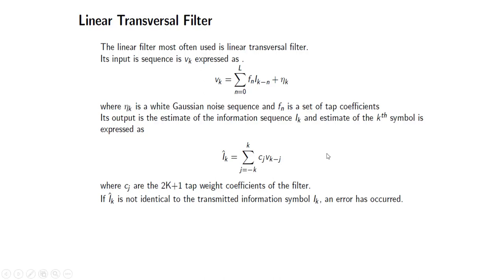After convolution of the input sequence and the equalizer filter coefficients, we will get the estimate of the sequence that we transmitted. Now if IK hat is not identical to the transmitted information symbol IK, then of course the error will occur. We will have to design the system so that IK hat is as close as possible to the original transmitted sequence. If it is not, then the error will occur, right? And we will have to design the equalizer based on certain criteria. Let's look at those criteria also.